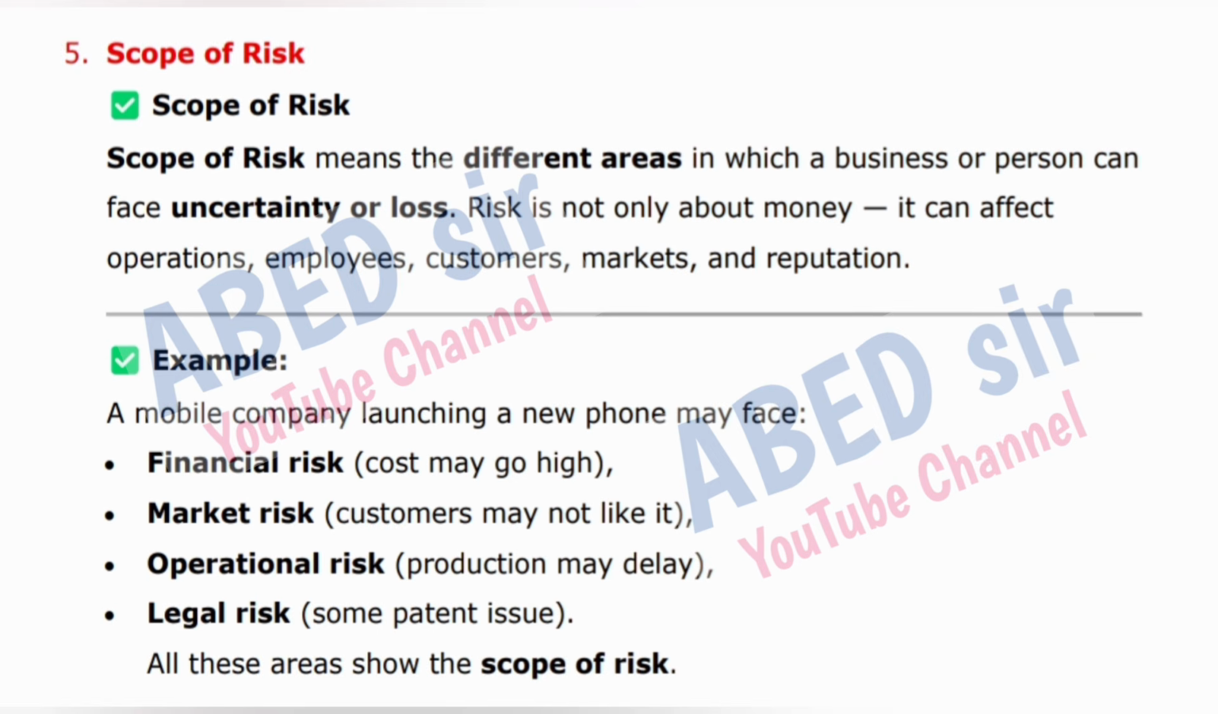Example: a mobile company launching a new phone may face financial risk, as cost may go high. Market risk, customers may not like it. Operational risk, production may delay. Legal risk, some patent issue. All these areas show the scope of risk.